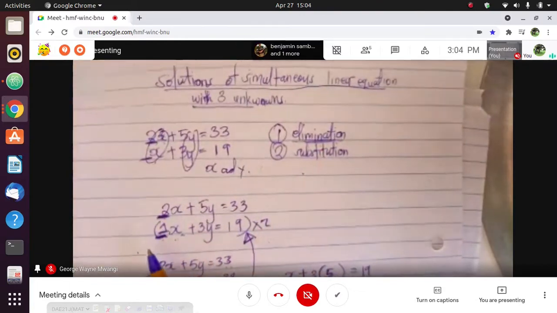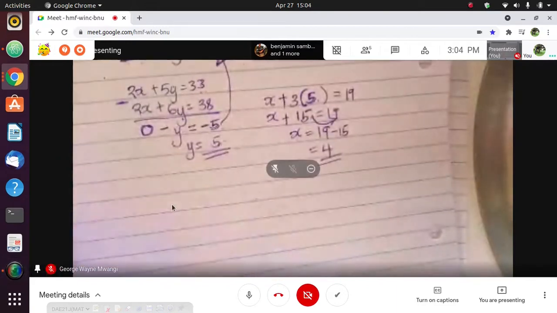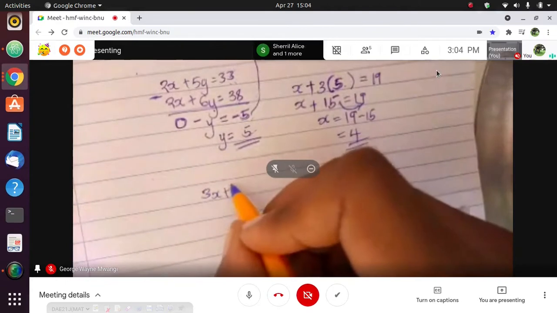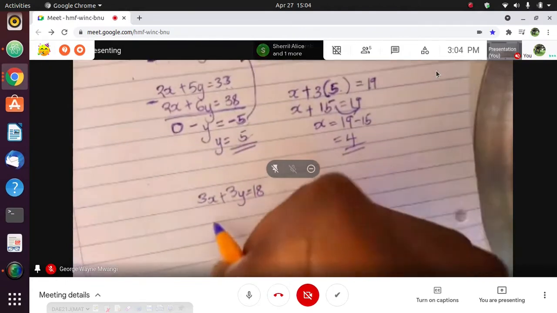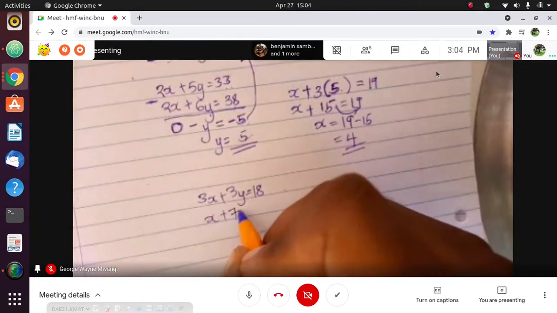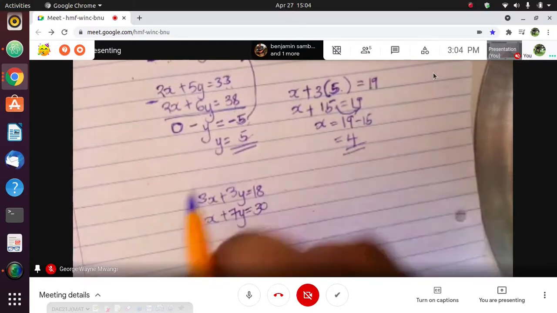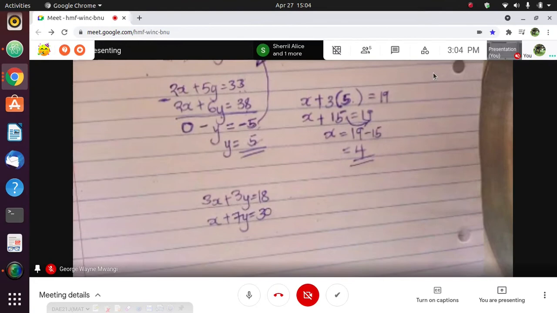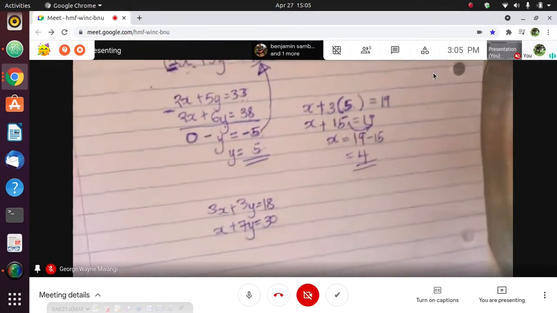Now let us do another example. 3x plus 3y is equal to 18. x plus 7y is equal to 30. How are we going to do that? By using? No, we're still on elimination, the one we are used to.